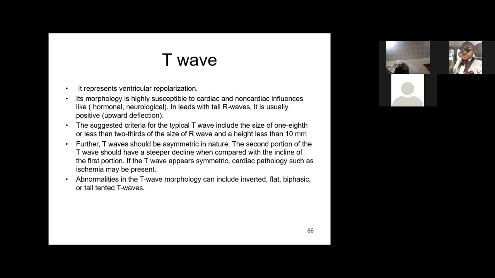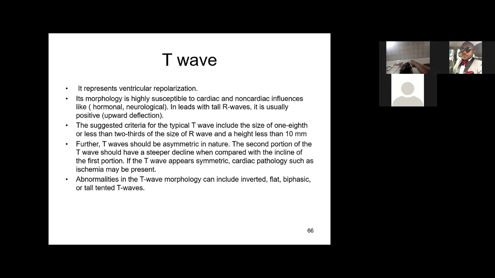Its morphology is highly susceptible to cardiac and non-cardiac influences, hormonal or neurological. The suggested criteria for the typical T wave include a size of 1/8 or less than 2/3 of the size of the R wave and a height less than 10 millimeters. The T wave should be asymmetric in nature, and the second portion should have a steeper decline compared to the first portion.